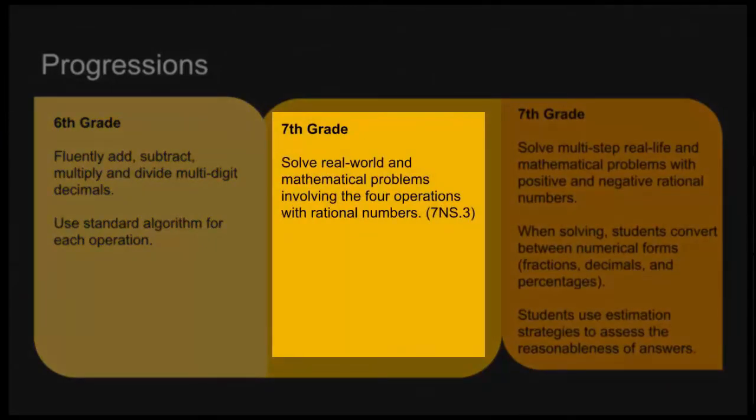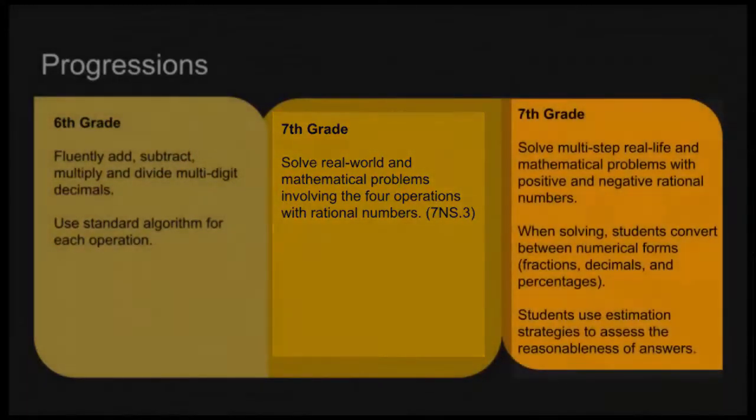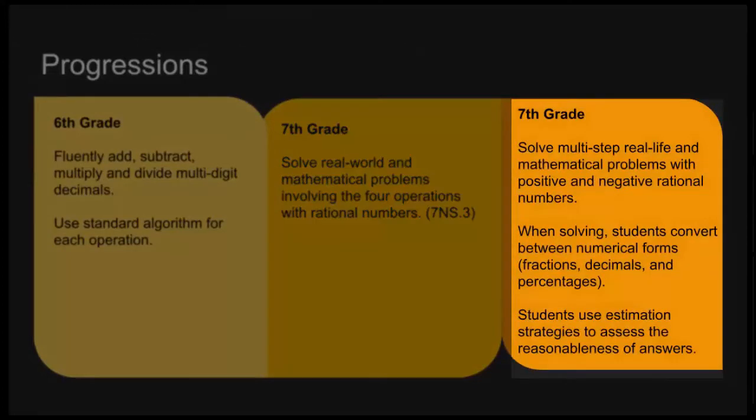During the rational numbers unit in seventh grade, students solved problems with rational numbers. For 7EE3, students solve multi-step real-life and mathematical problems with positive and negative rational numbers. When solving, students convert between numerical forms such as fractions, decimals, and percentages. Students use estimation strategies to assess the reasonableness of their answers.